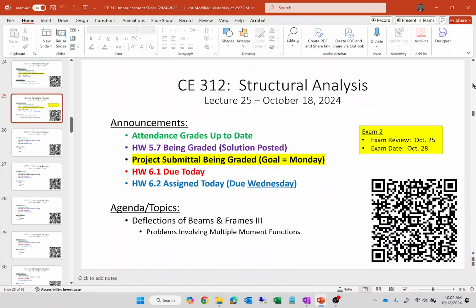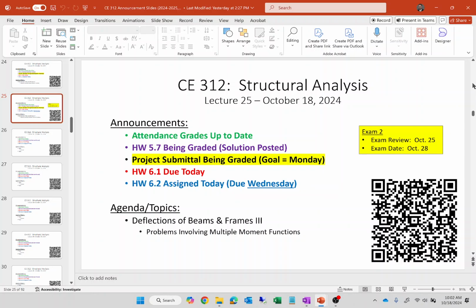That homework is going to be homework 6.2. I think I've mentioned this homework in the past as being a little arduous. It is probably our longest assignment this whole semester. I can't really do anything about it just because of the nature of the problems. They do tend to be kind of long. So that homework's going to be due Wednesday.